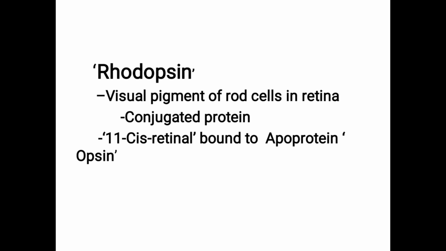So rhodopsin is a conjugated protein, the visual pigment of rod cells in the retina, made of 11-cis retinol bound to the apoprotein opsin. So rhodopsin is 11-cis retinol plus opsin. The apoprotein part is opsin. So 11-cis retinol bound to apoprotein opsin is rhodopsin, the visual pigment of rod cells.